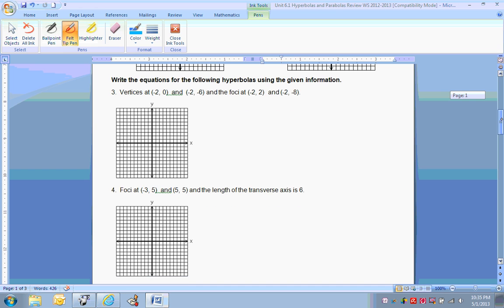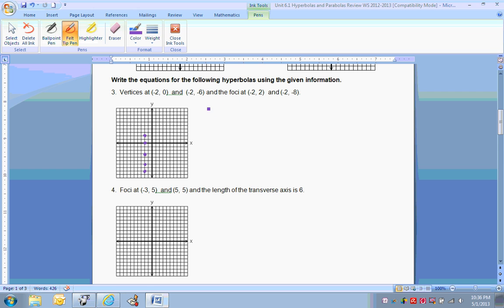Now they're wanting us to write the equations for the hyperbolas using the given information. So let's go ahead and start, because it gives us in this problem number 3 the vertices at -2, 0, and at -2, -6. And then the foci are at -2, 2, and -2, -8. Well, my center of my hyperbola is going to lie right in between my vertices and my foci.